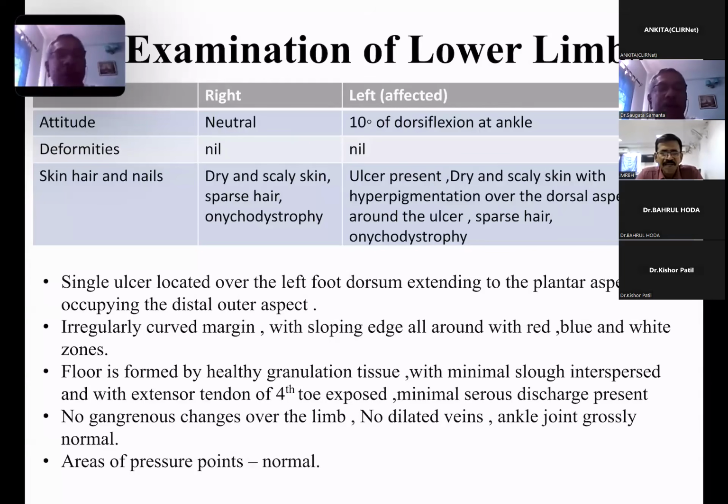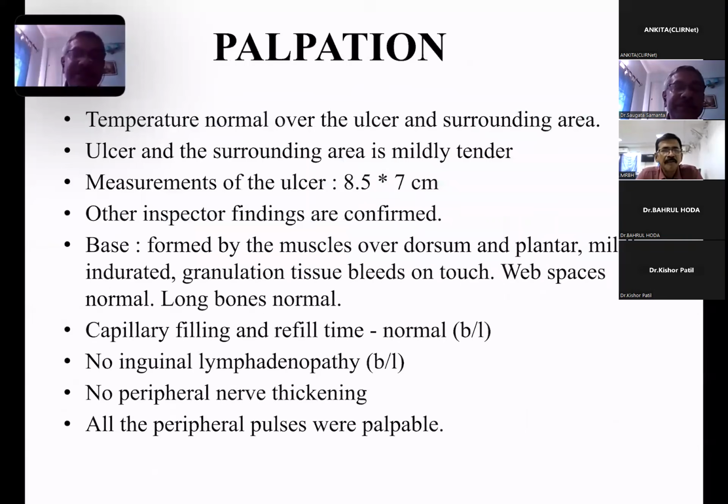Now next slide. Exactly, this is not bad at all, this is good. Next. Palpation. This is okay. Measurement of the ulcer is 8.5 into 7 centimeters, so it's a huge ulcer. So basically it is always nice to have a picture, you know.